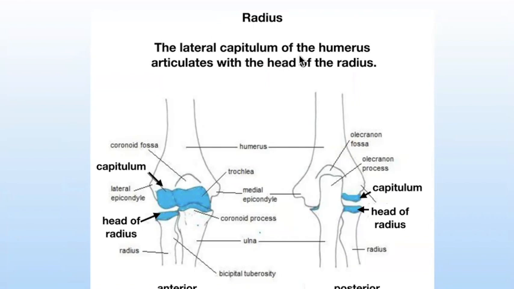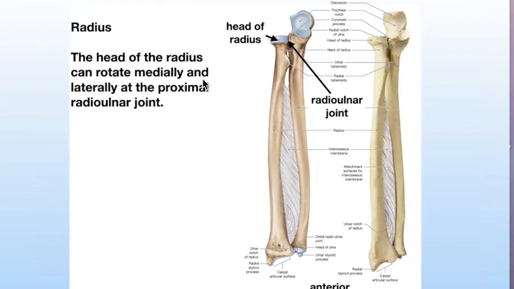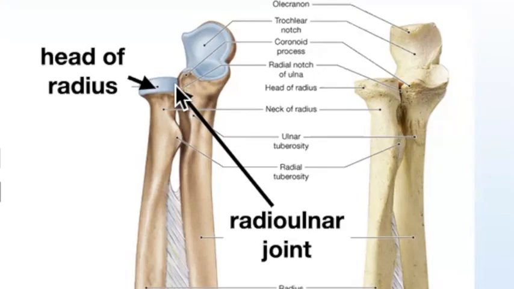So the lateral capitulum of the humerus articulates with the head of the radius. And here we see the capitulum that we learned on the humerus and the head of the radius. And the head of the radius has sort of a very shallow little cup on the top where the capitulum fits. The head of the radius can rotate medially and laterally at the proximal radio-ulnar joint. So now we're talking about the joint between the radius and the ulna. And this round head of the radius can rotate medially or towards the midline or laterally or away from the midline at the proximal radio-ulnar joint.